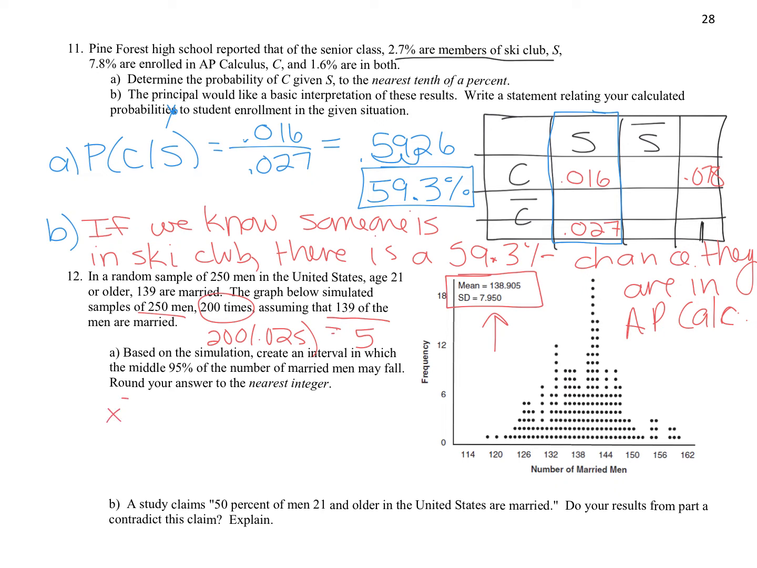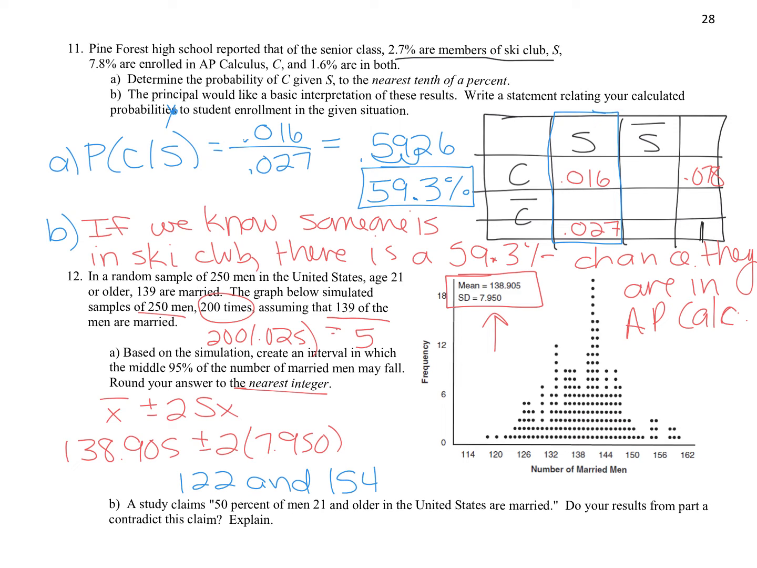So we're going to use our mean plus or minus 2 standard deviations. So 138.905 plus or minus 2 times 7.950. And if I type that in my calculator to the nearest integer, that's going to give me between 122 and 154 people I would expect if I took another sample of 250 people, right? That's the sample size. We did it 200 times. Another sample of 250 men, I would expect 122 to 154 of them to be married.